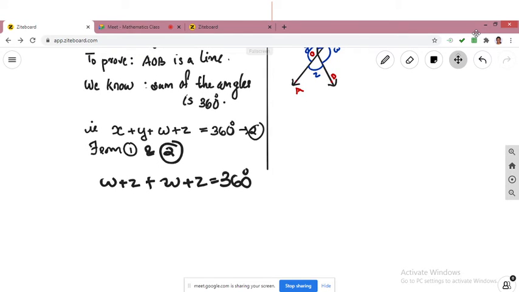Tell me the next step. 2w plus 2z is equal to 360 degrees. Yeah, 2w plus 2z equal to 360 degrees.